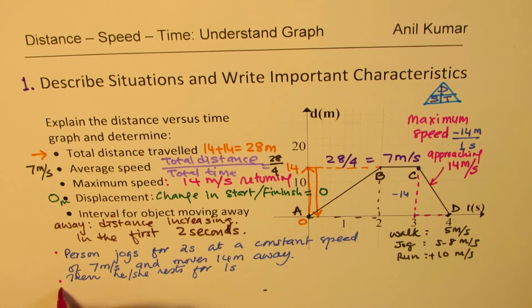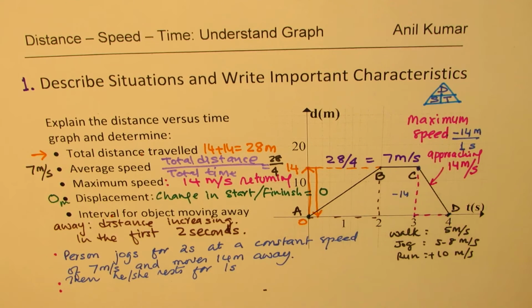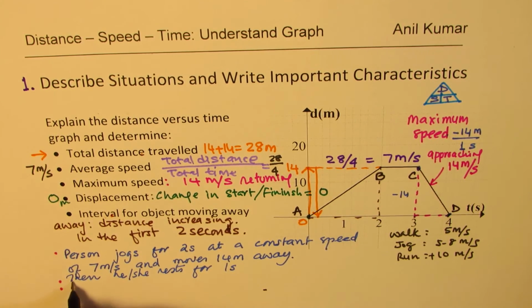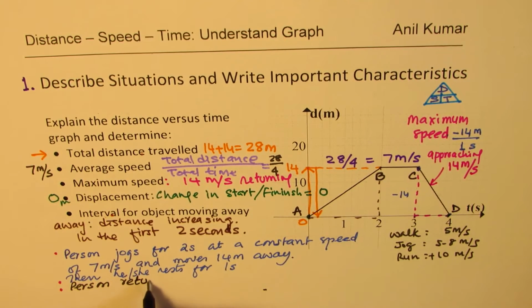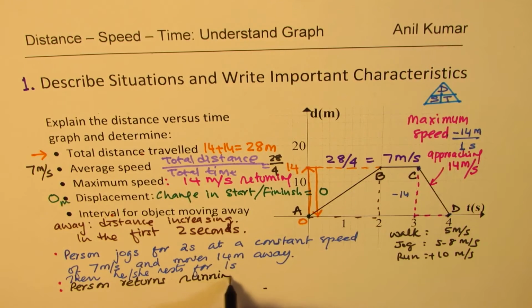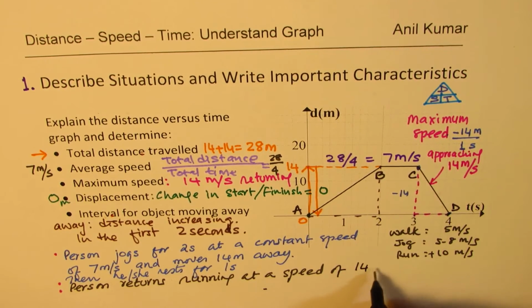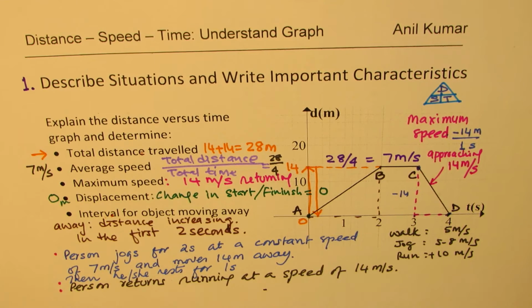And then what? The third is from C to D. So what do you think is happening at this point? You can say that the person returns running at a speed of 14 meters per second. Does it make sense to you? So that is how you could describe the whole situation.